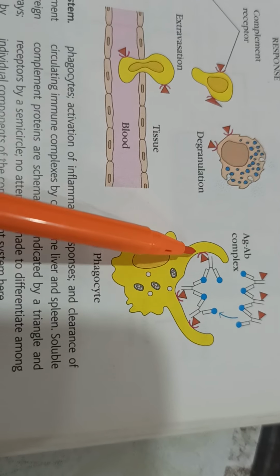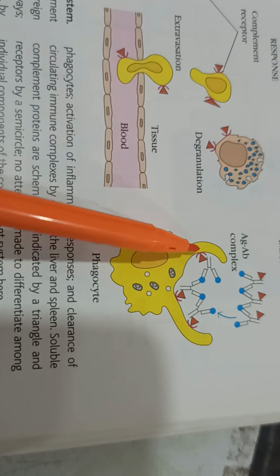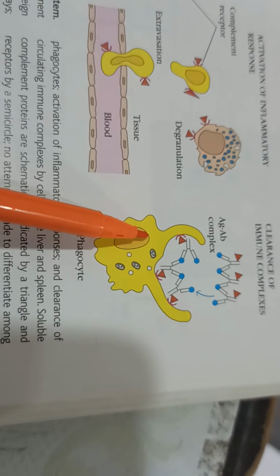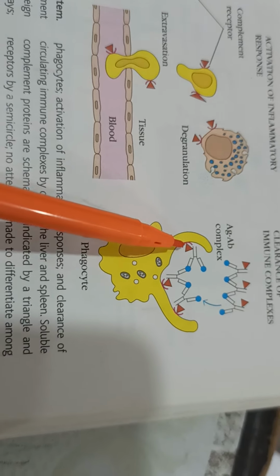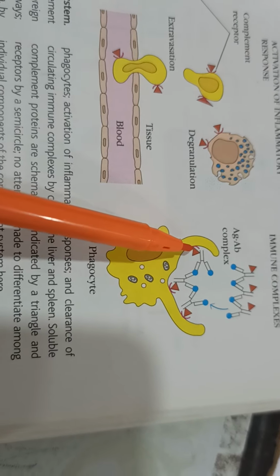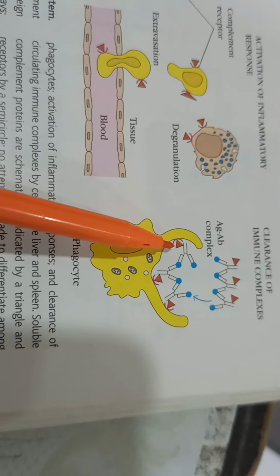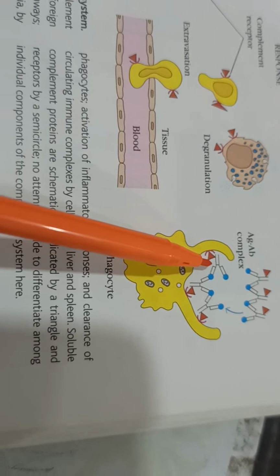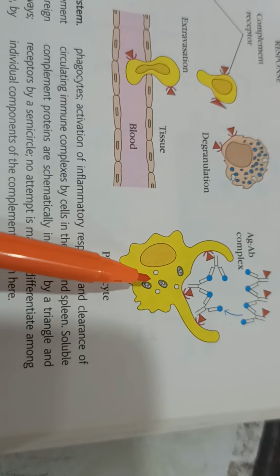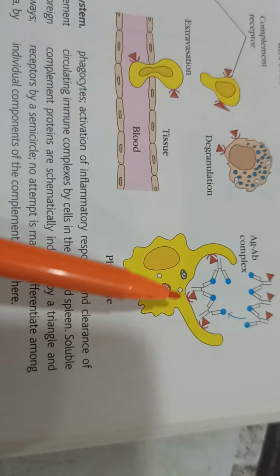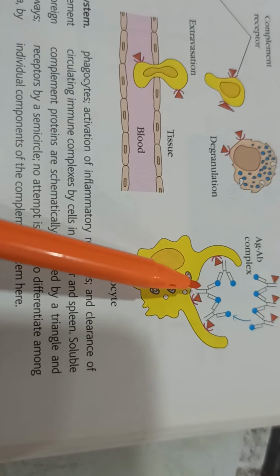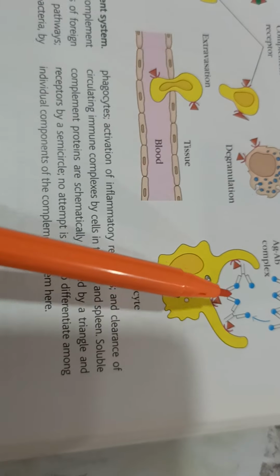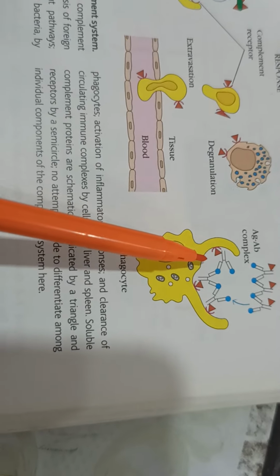Further, as we have already discussed, there are receptors for complement binding on phagocytic cells. So in this way, complement binds to the antigen-antibody complex, the immune complexes, and allows these immune complexes to bind to phagocytes. Engulfment of these immune complexes, clearance of immune complexes by phagocytes, is also helped out by complement in this way.